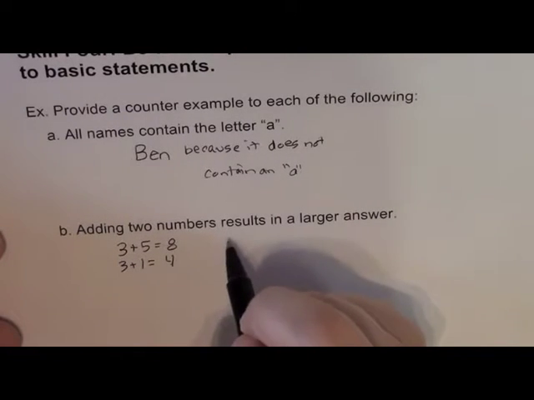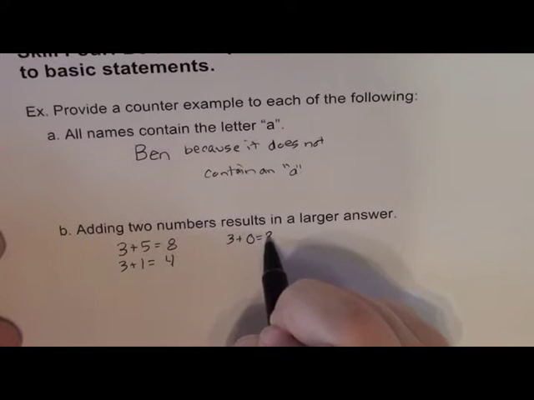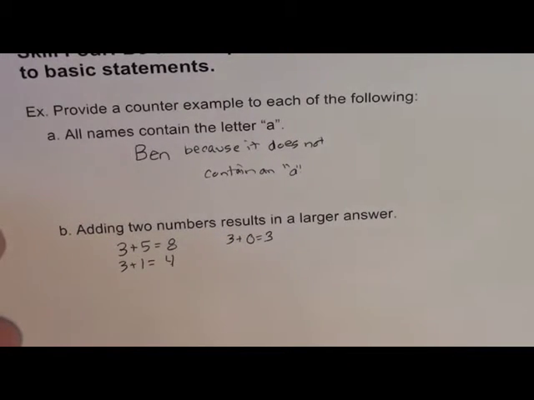What happens if you add 0, though? 3 plus 0 equals 3. Is the answer larger than both of the original numbers? Well, when you add 0, it doesn't change your answer at all. That's the additive identity. 3 plus 0 equals 3. It doesn't change the number that you added. So this is actually a counterexample.